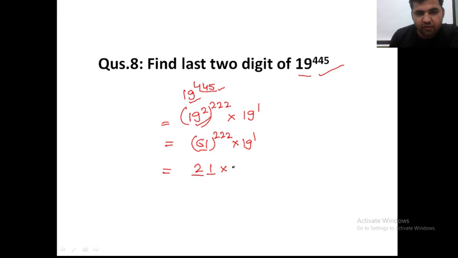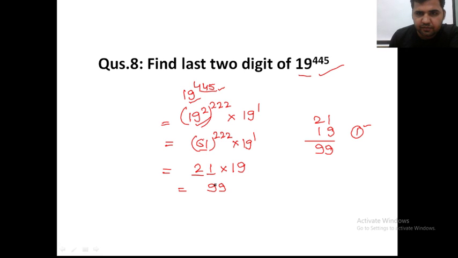Now 19 is still in multiplication. Now multiply 21 with 19 and find out the answer. What will be the answer? 19 into 1 is 19, there would be 1 carry forward. 19 into 2 is 38, 38 plus 1 is 39. The answer is 91. None of you have got it right.